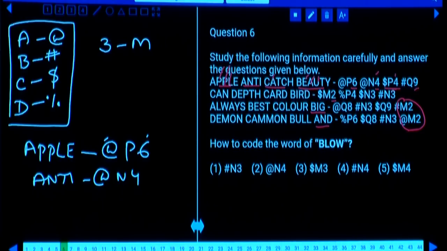Next one. Now if you take this example, cord and bird. How many letters are there? 4 and 4. As 4 and 4 are there, which is common here? N is common. Hence for 4-letter words, N is given. And for 5-letter words, catch is a 5-letter word, apple is a 5-letter word, so for 5-letter words, P is given.